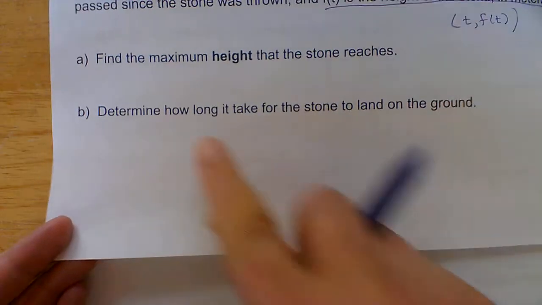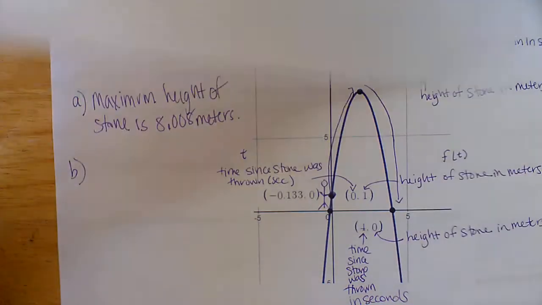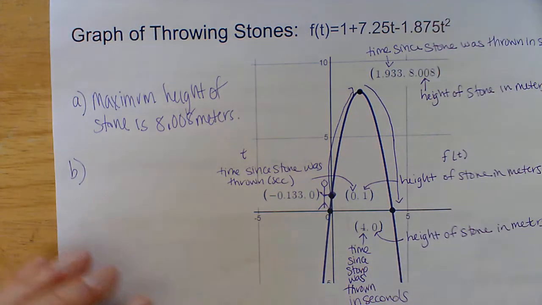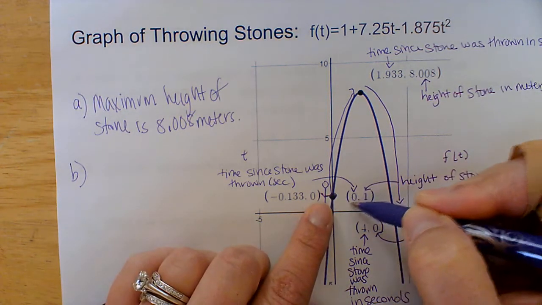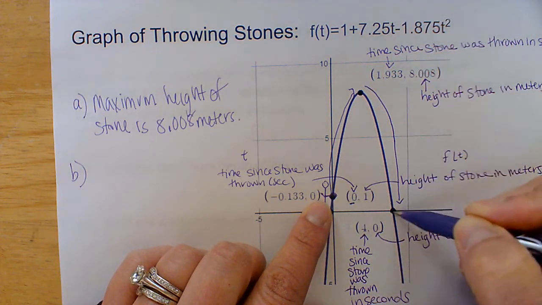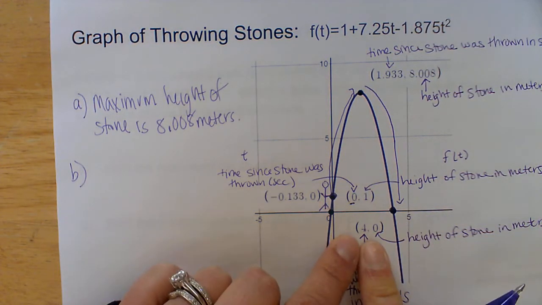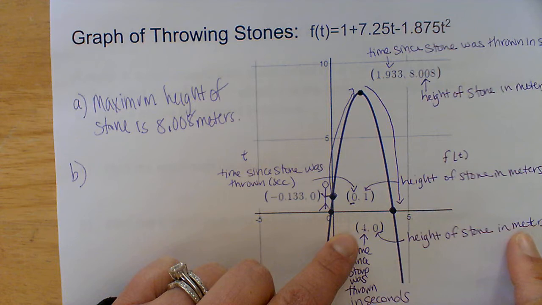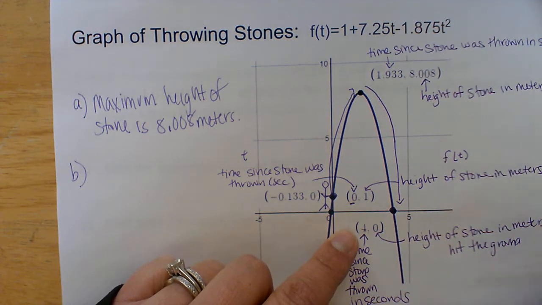Part B says determine how long it takes for the stone to land on the ground. How long it takes. Grammatical error. So how long does it take for the stone? So here his time is 0. He throws it up. It reaches its max height. It comes back down here. So we're looking for this point. So this point is 4, 0. So 0 is the height, meaning it must have hit the ground. So that's where it hit the ground.